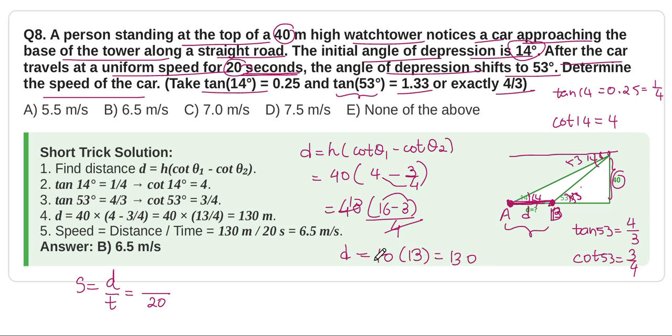So this is the distance the car covered in 20 seconds. But we have to find the speed. Speed is equal to distance upon time. The distance is 130, so 130 upon 20, the time being 20 seconds. If we cancel out the zeros, 13 upon 2 means half of 13, which is 6.5. So the speed of the car is 6.5 meters per second.